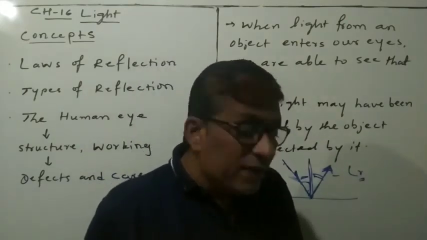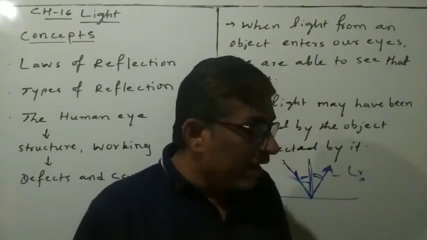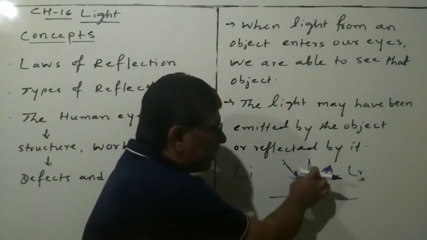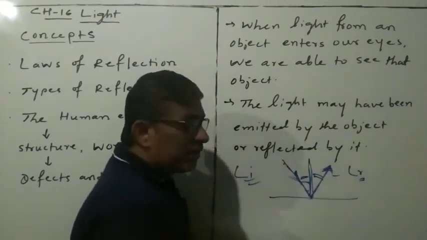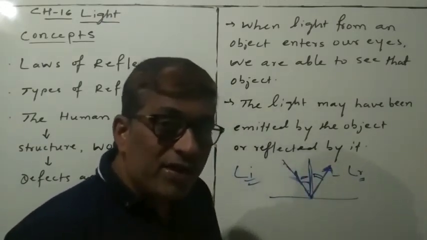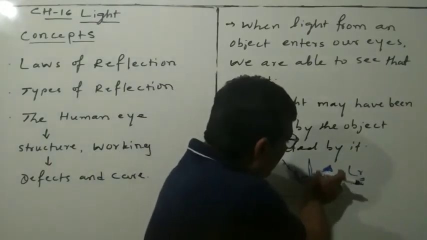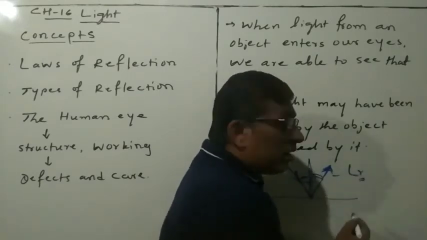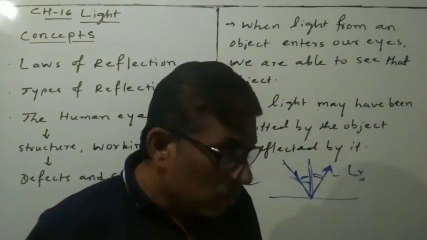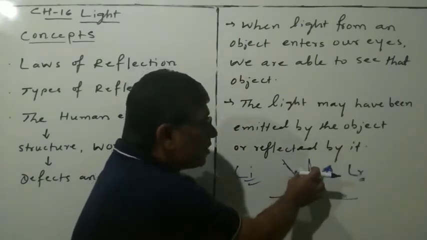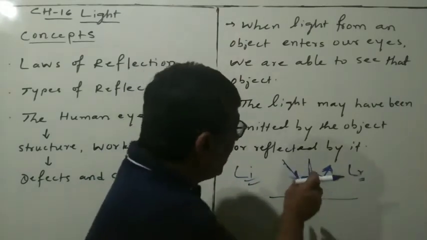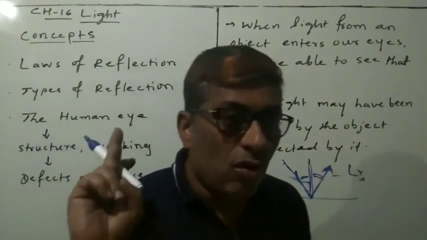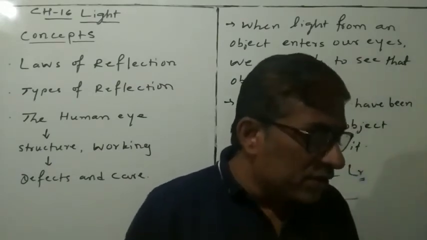Then, the angle between the normal and the incident ray is called the angle I, or angle of incidence. The angle between the normal and the reflected ray is called the angle of reflection, denoted by small r. Then one more: the laws of reflection say the angle of incidence is equal to the angle of reflection. This is the first law of reflection.